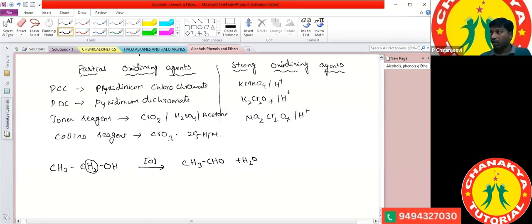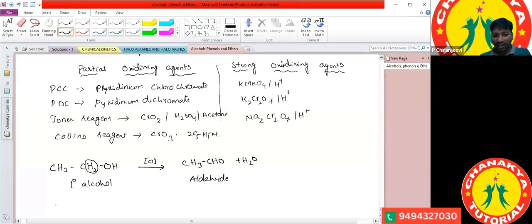Now, whatever alcohol we had taken, it is either a primary alcohol, a secondary alcohol, or a tertiary alcohol. Here it is a primary alcohol. So when a primary alcohol undergoes the oxidation reaction, it forms an aldehyde.